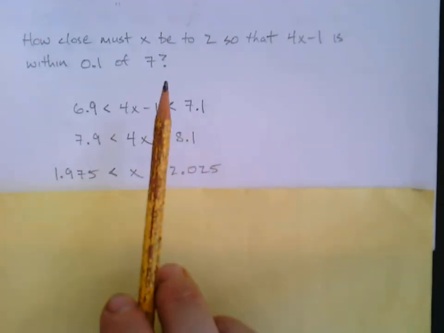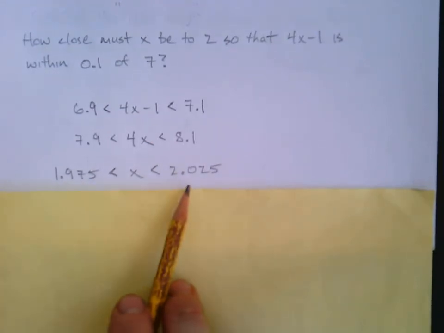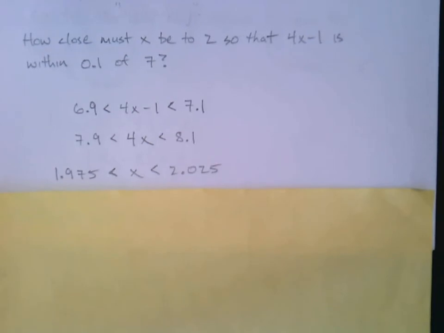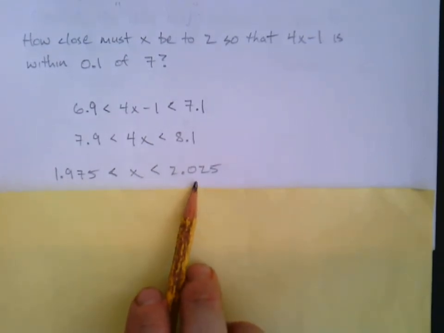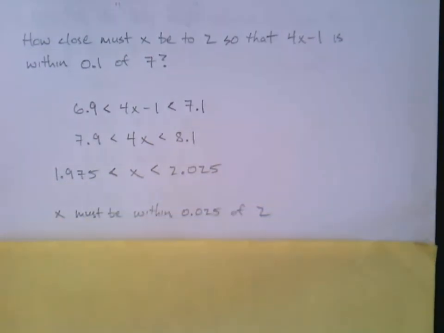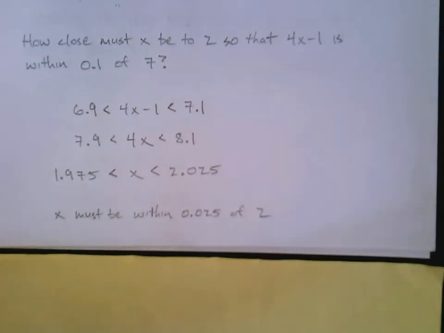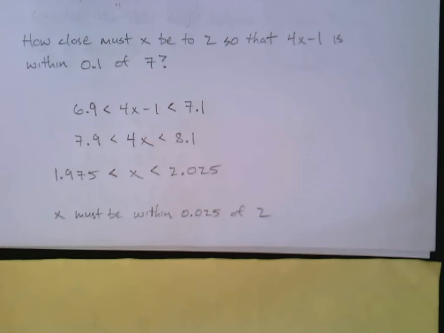So let's look back to the question. How close must x be to 2? Well, how far are these numbers on the outsides? How far are they away from 2? It's a little bit clearer to look at the bigger one. It's 0.025 away, but that'd be the same down here. That's still 0.025. So we can say, with no ambiguity, that x must be within 0.025 of 2.